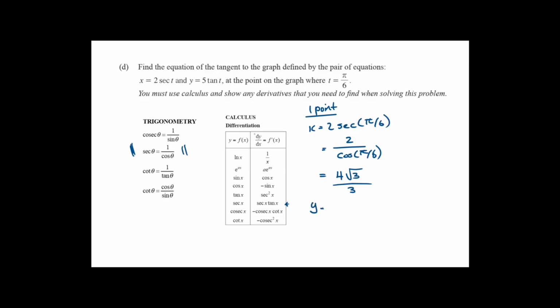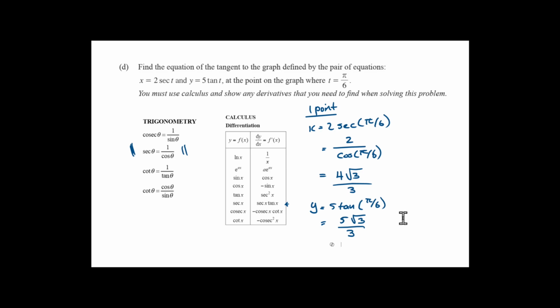Conversely, y is going to be equal to 5 tan of pi over 6. If you put this into your calculator, you should get 5 square root 3 over 3. And I just want to keep it there because that's going to make our life a lot easier at the end rather than having decimals. So now we've got the point that we want. It's going to be that comma that.